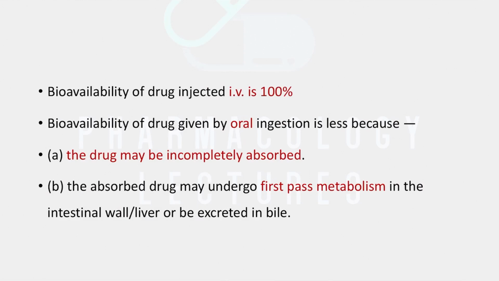So if we inject the drug intravenously, what would be the bioavailability? Bioavailability would be 100%, because 100% of the drug directly reaches the systemic circulation. You are giving the drug directly into the veins or arteries and it reaches directly into the systemic circulation. So bioavailability is 100%. Next question as we discuss.